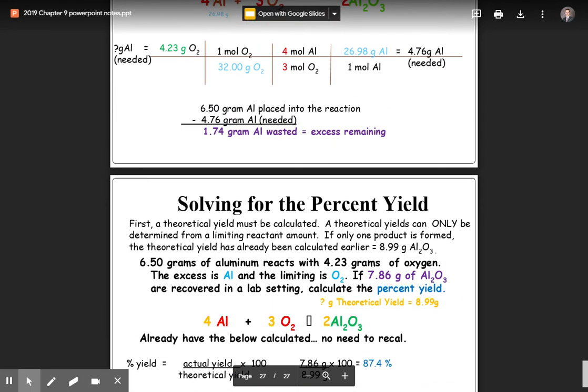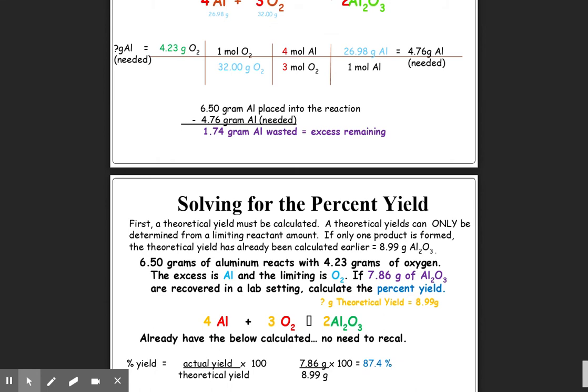Okay, so now it asks another question. We're asked to find the percent yield. It gives you the same situation, 6.5 grams of aluminum reacts with 4.23 grams of oxygen. The excess is aluminum, the limiting is oxygen, we've done that already. You have 7.86 grams of product recovered in lab. Calculate the percent yield.